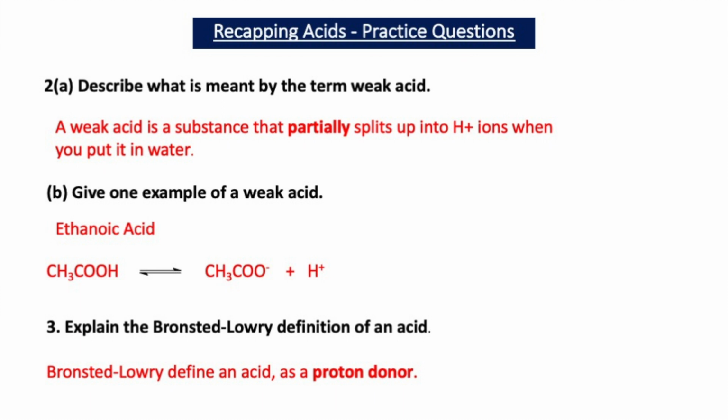Now question 3 is asking you to explain the Bronsted-Lowry definition of an acid. Now this was covered in year 12. Bronsted-Lowry define an acid as a proton donor.